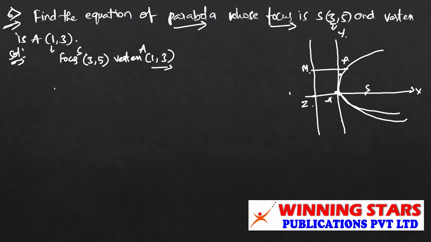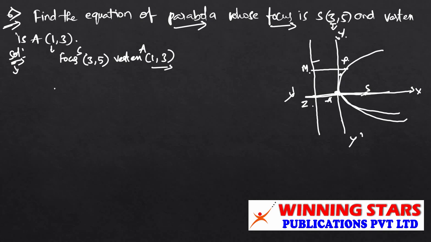Already we know this is X and this is X dash, and this is Y dash, and this is Y, which we already took. Now first we have to find the equation of this axis. We don't know what the parabola is, so first we will find this axis only. So what is the equation of the axis?